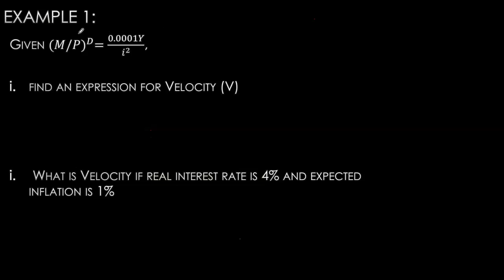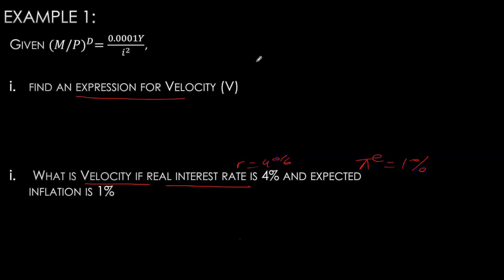In this example, I have the demand for real money balances, which you can see as a Keynesian function. Demand for real money balances not only depends upon our real GDP, but is also inversely related to our nominal interest rates. So in this question, we first have to find an expression for velocity and then calculate velocity given the real interest rate is 4% and my expectation of inflation is 1%.